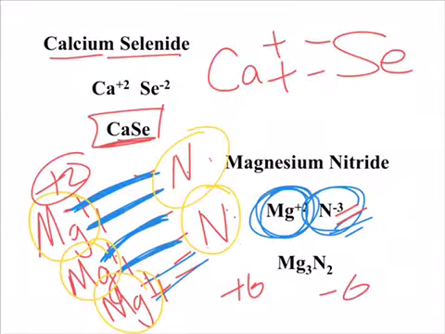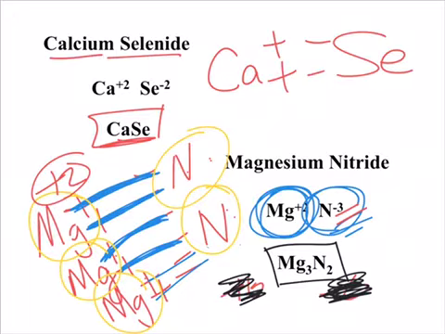Once the charges are canceled, I'm really not interested in thinking about the charges anymore. I have a formula which reflects how many atoms are in, how many ions really, are in that crystal lattice network. That crystal for magnesium nitride, for every 3 magnesiums, there's going to be 2 nitrides.